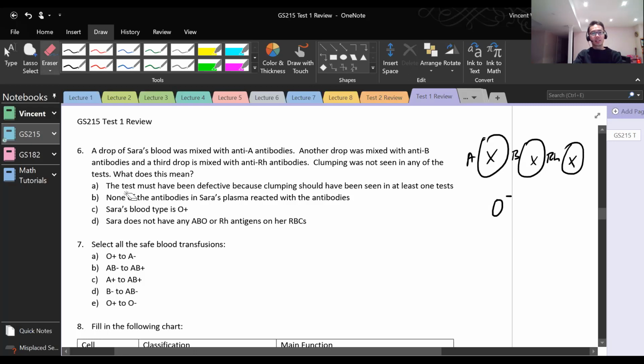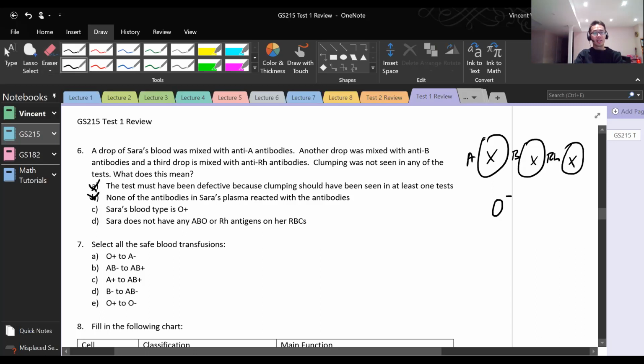So let's take a look. The test must have been defective because clumping should have been seen in at least one test. No, not true. As we can see here, if they're all negative, then that means the person is O negative. None of the antibodies in Sarah's plasma reacted with the antibody. That is not true. We are not trying to see if the antibody reacts with Sarah's plasma. We're trying to see if the antibody is reacting with Sarah's RBC. RBC is at the bottom when you spin it down, so it has nothing to do with her antibodies in the plasma.